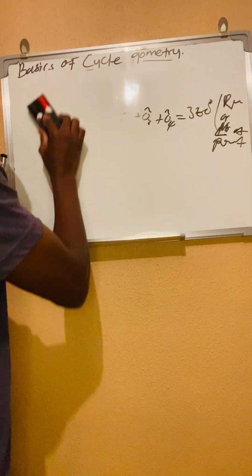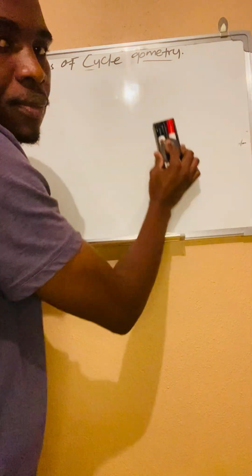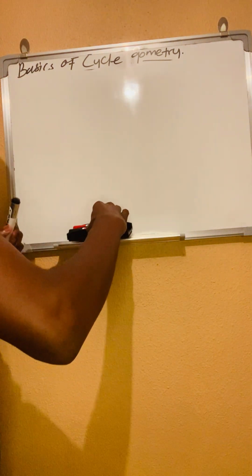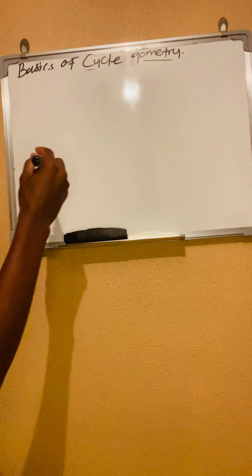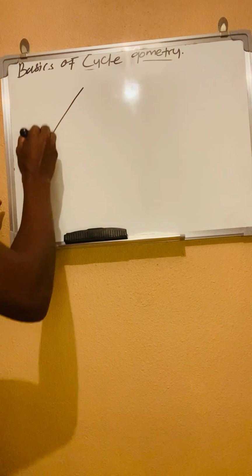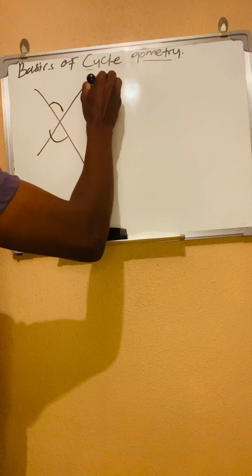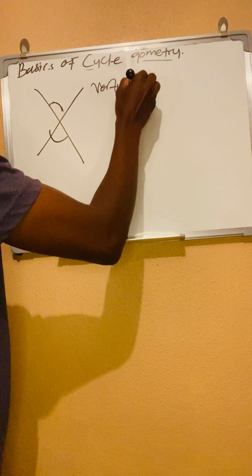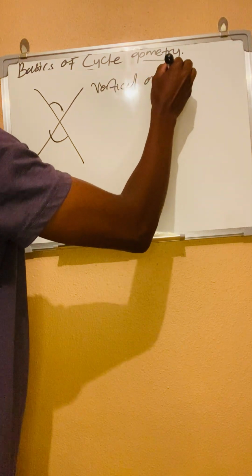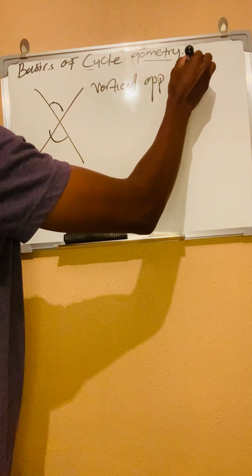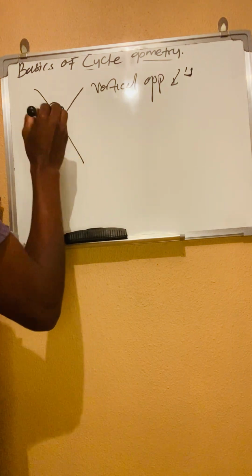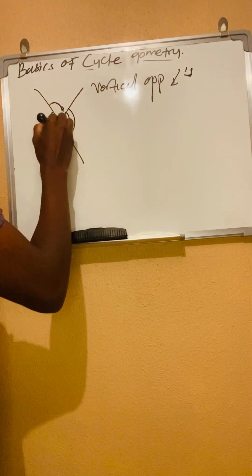What else? You have to know about vertical opposite angles. This angle is equal to this angle, and this angle is equal to this angle.